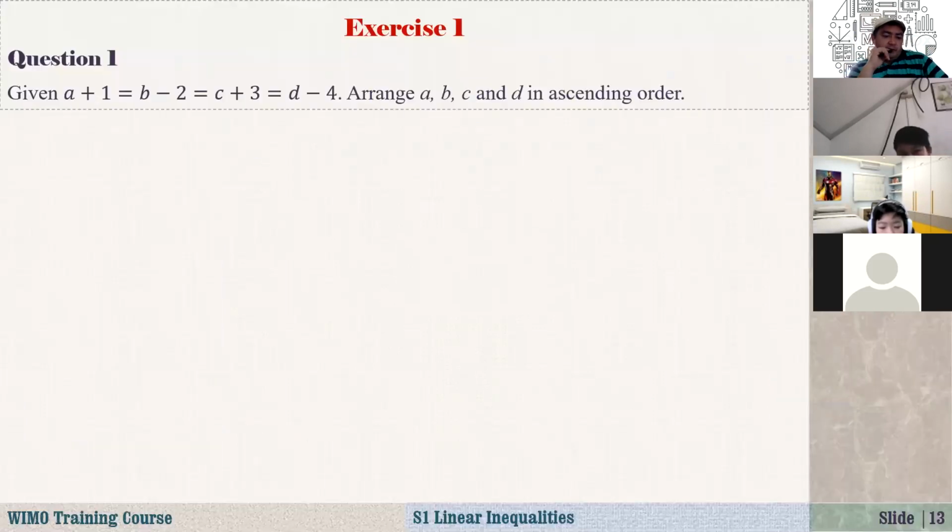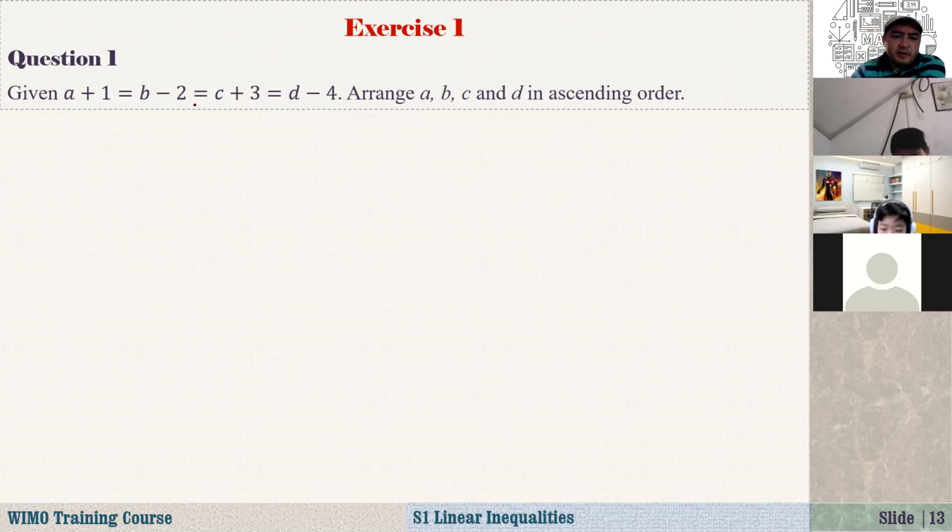Given a plus 1 equals b minus 2 equals c plus 3 equals d minus 4. Arrange A, B, C, and D in ascending order. Ascending order means from the smallest to the highest, right? Moving up. Descending order means from the biggest to the smallest, moving down.